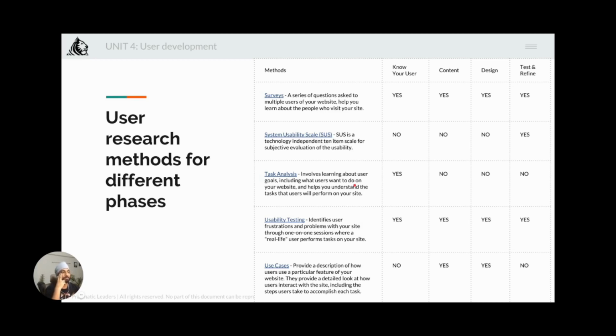Okay. Now you can see the surveys are usable across the board, right? Know your user, content, design, test, and refine. That's how surveys are so popular, and that's why there are survey-specific product companies. So SurveyMonkey or Typeform or Google Forms, right? They all got so popular because surveys are everywhere. Right?